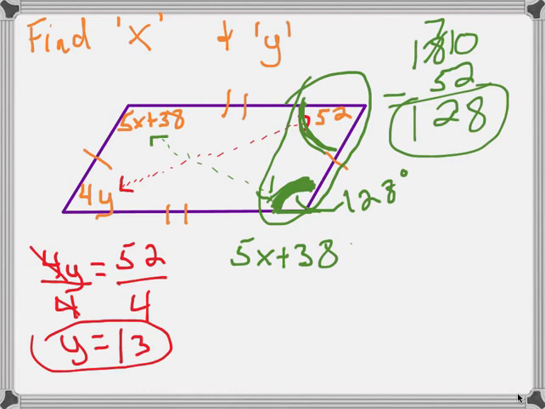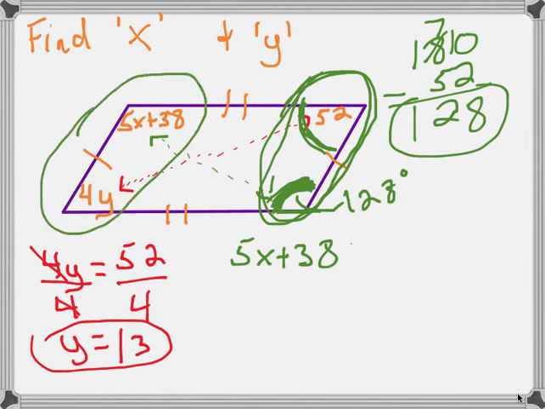Anyway, we have 128 and 52. These two angles are supplementary. These two angles are supplementary. That's how we figure out the missing angle measure here. So that needs to be equal to 128, to set up my equation. Now I can just go ahead and simply solve here.